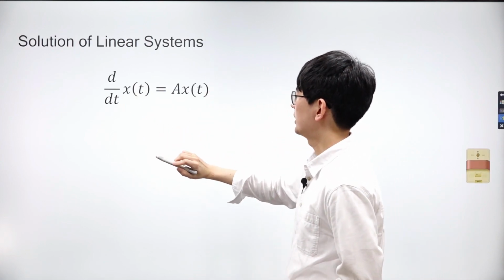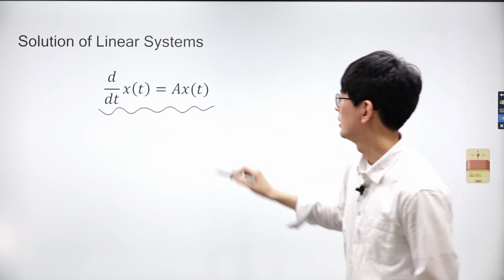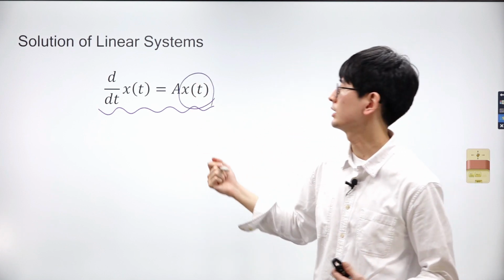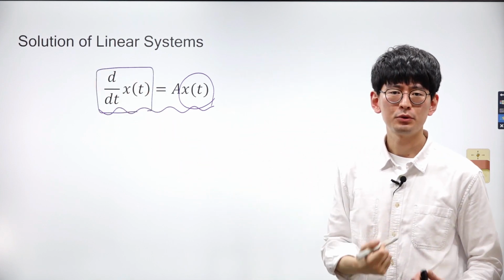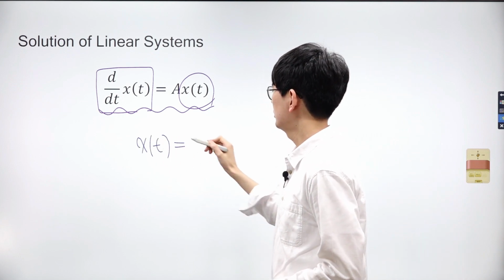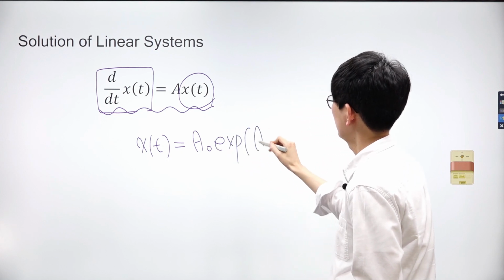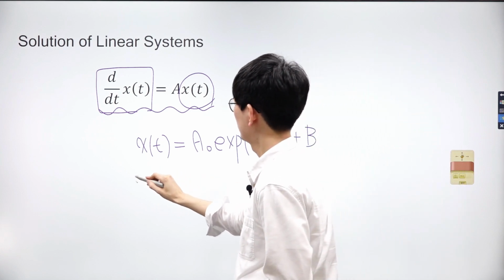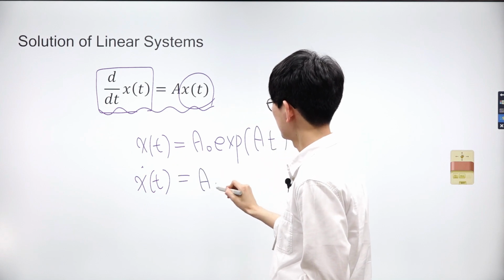We often use matrix exponentials when we want to find the solution to linear systems. Suppose the values of x of t vary with time, and they are also influenced by the velocity. We define x of t as a naught times the exponential of At plus b. Then the derivative of x of t is a naught times the exponential of At.